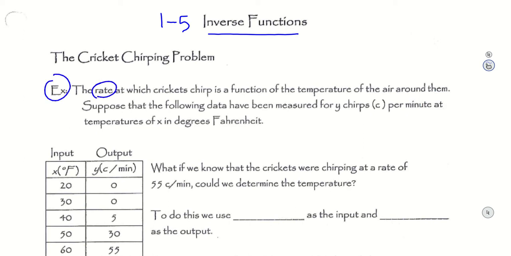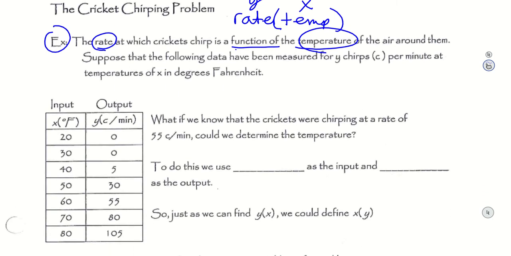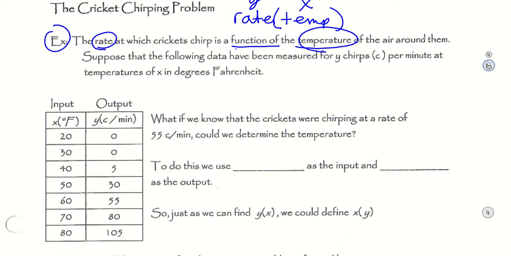The rate, that's one of our variables, at which crickets chirp is a function of the temperature of the air around them. So I could write in math, rate is a function of temperature. That identifies temperature as my input, my x, and rate as my output, my y. So in this table, I have some data, and it gives me values for the temperature, right? That's my input, and corresponding values for the chirps per minute, the rate, which is my output.